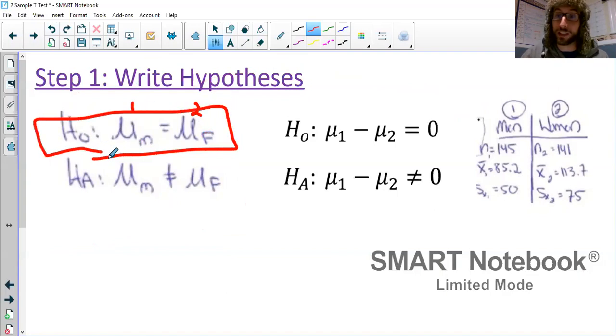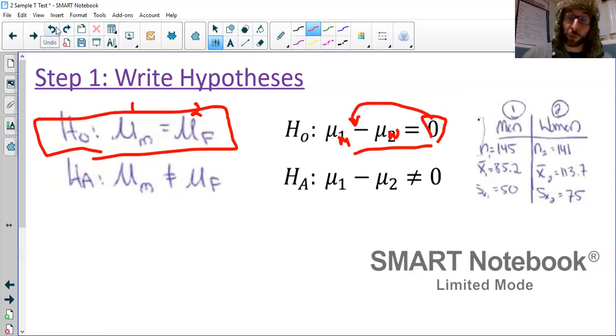We're assuming the mean wait times for men and women are the same. Another way to write that: if the mean wait time for the men and the mean wait time for the women is the same, when we subtract, we would get 0, right? We're literally assuming there is no difference.